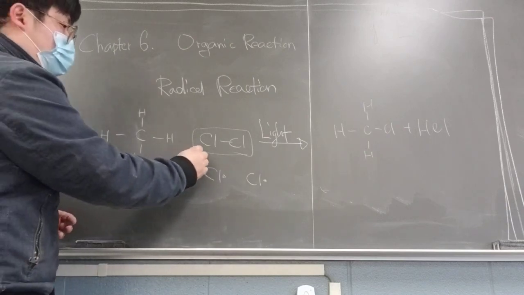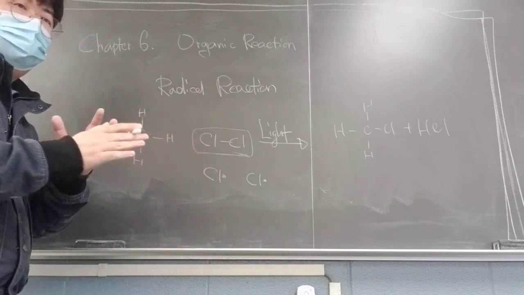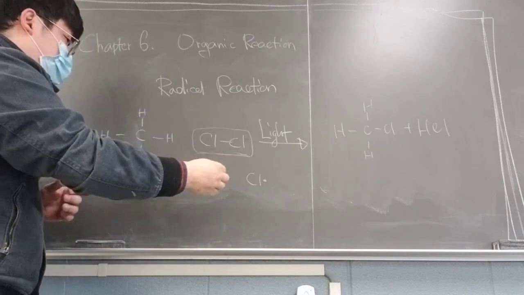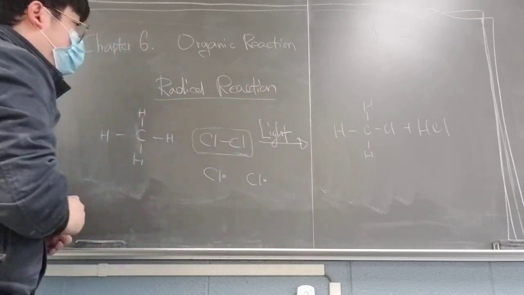Because they don't have a difference in the electronegativity, they'll break apart in half and half, a homonuclear breakage of the bonding. So they have one electron on each. So this is a good example of a radical reaction over here.